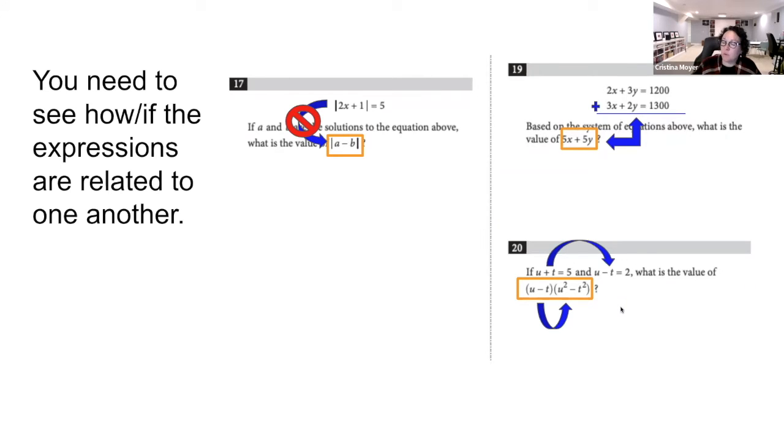And then in this last one, we notice that we have u plus t, and we have the value for the expression u minus t. And then what they're asking us to find is the expression of u minus t times u squared minus t squared. This one takes a little bit more attention, but think about what is the connection between u squared minus t squared and u plus t and u minus t, and how might that make that a little bit easier?